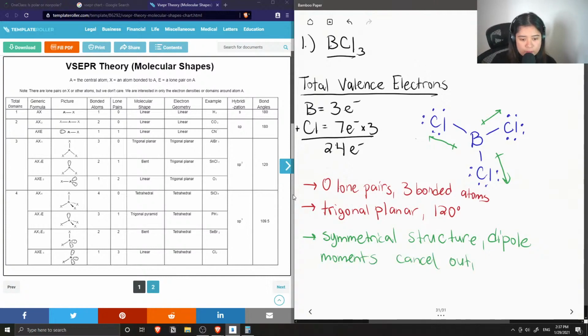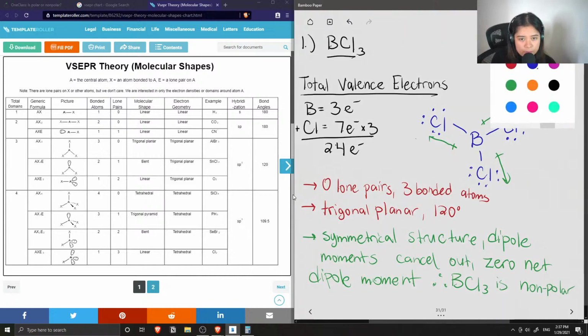So we can also say that this molecule has a 0 net dipole moment. So because of this, BCl3 is a nonpolar molecule, even though a boron-chlorine bond is polar.